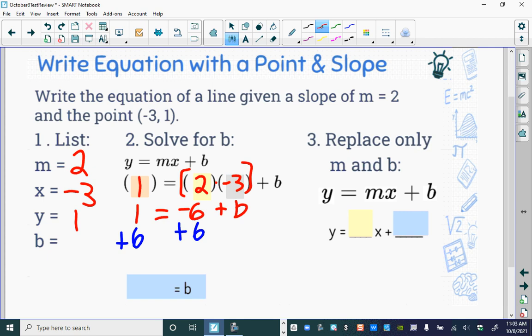That is good. 7. Now, final result. We're replacing m and b. So, what are we going to put here? 2 and 7. 2 and 7. That's all you do. So your final result will be y equals 2x plus 7. That's what we have going on here.